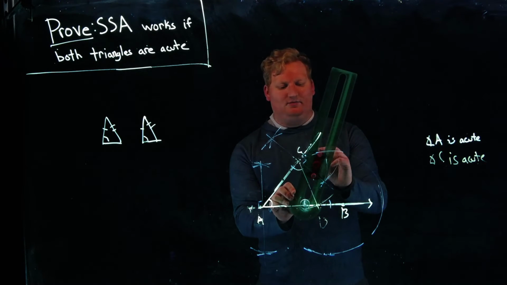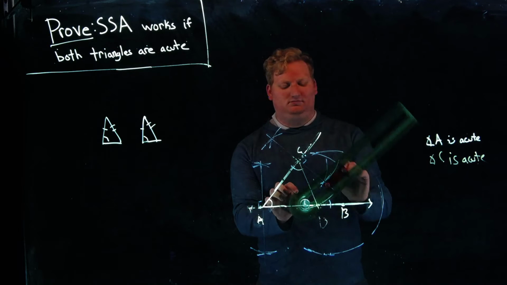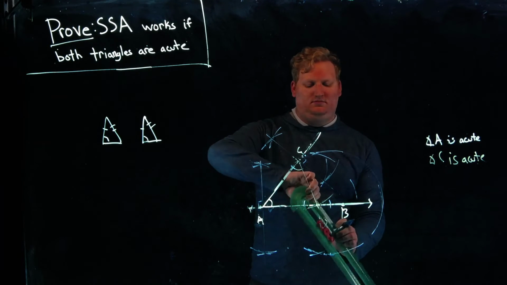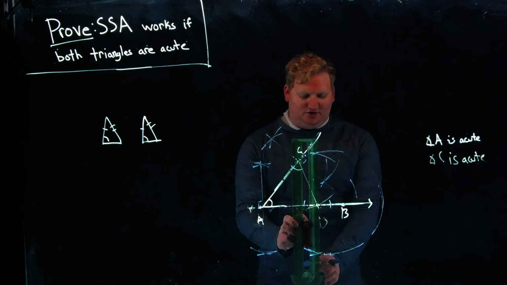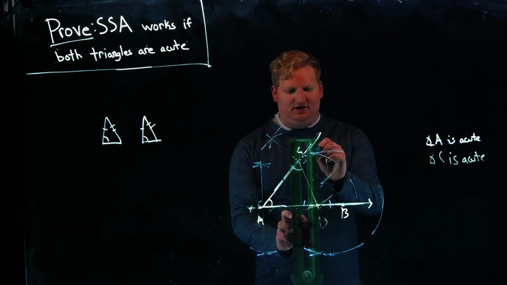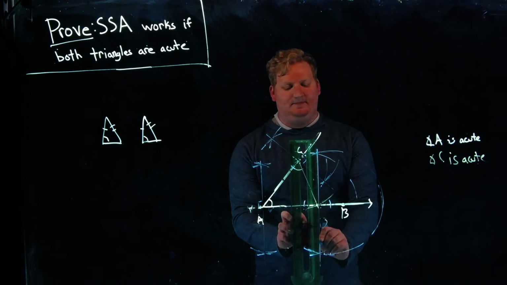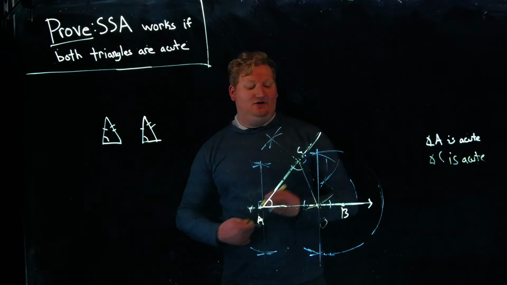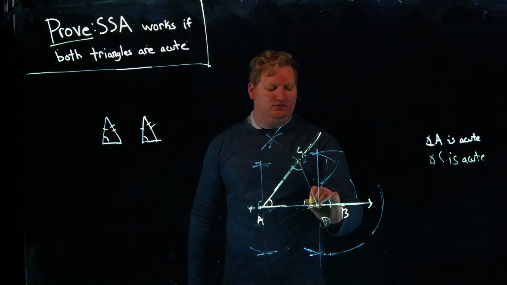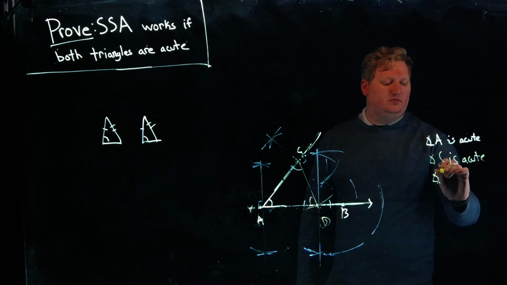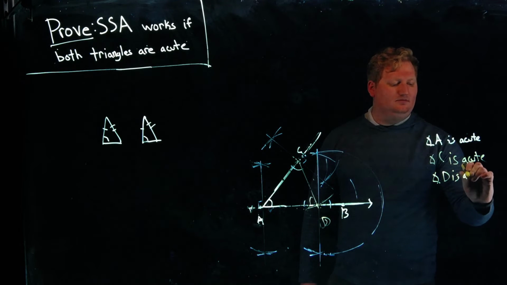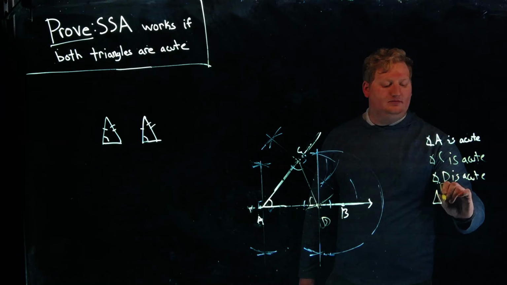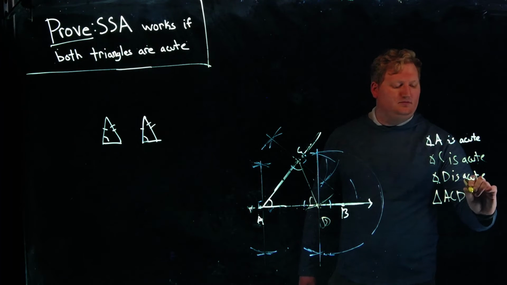And we'll do it again on our other point. And we can double check that our angle is in fact not right or obtuse by drawing a perpendicular line. And what do you know, in fact, angle D is also acute. So we just constructed triangle ACD to be acute.